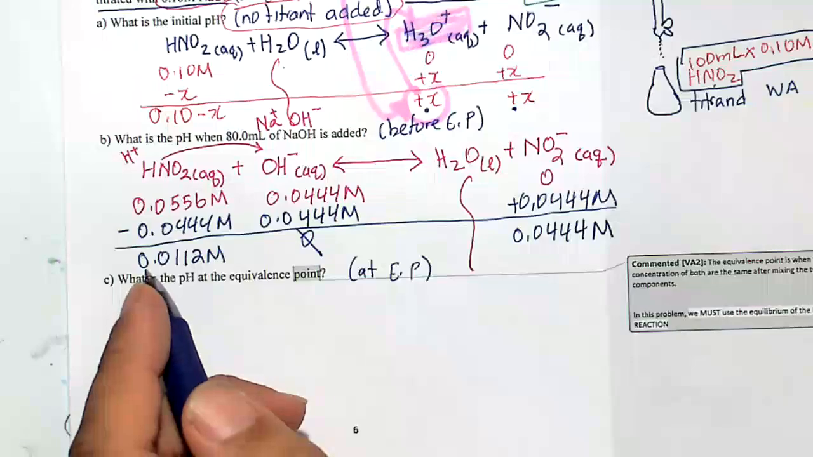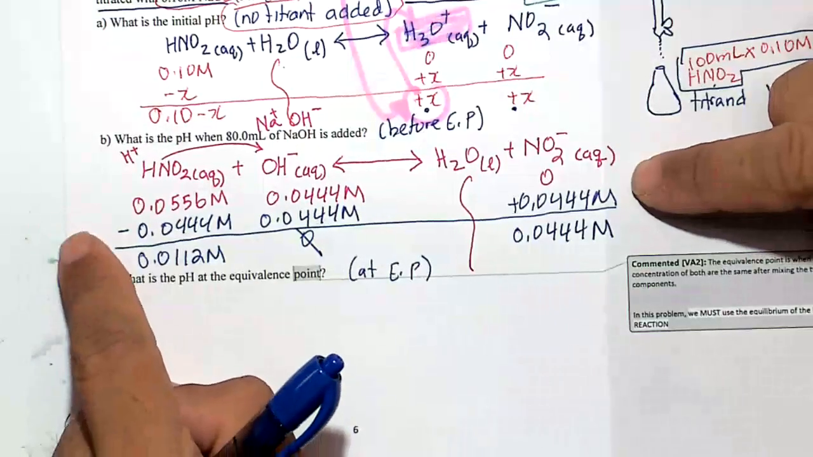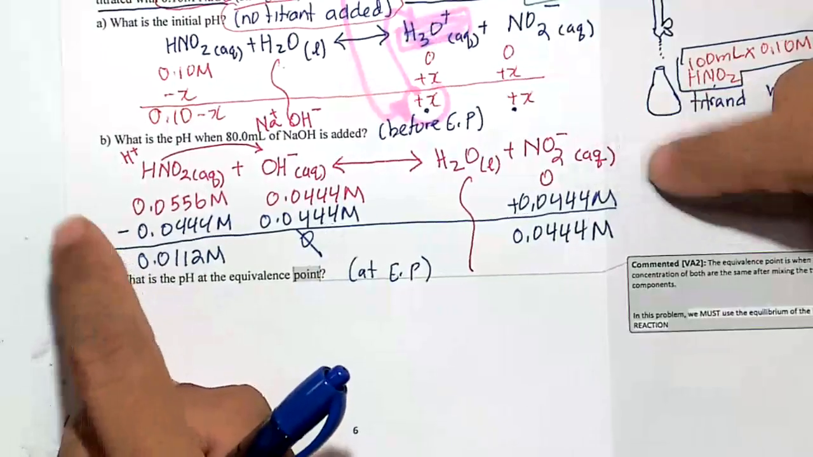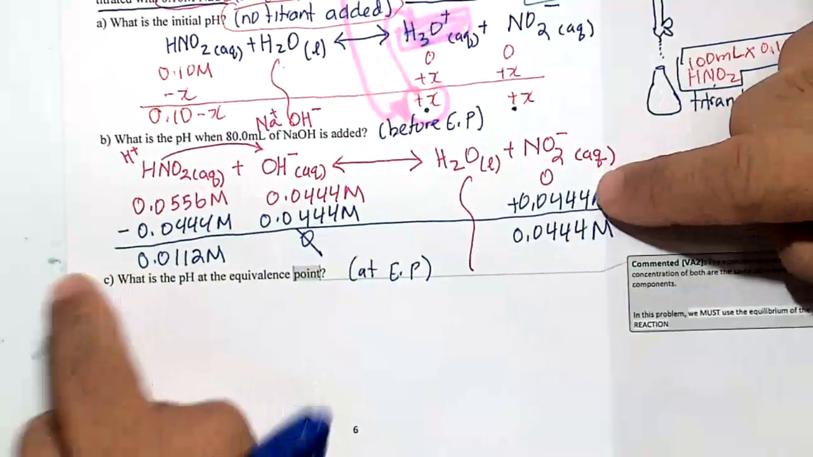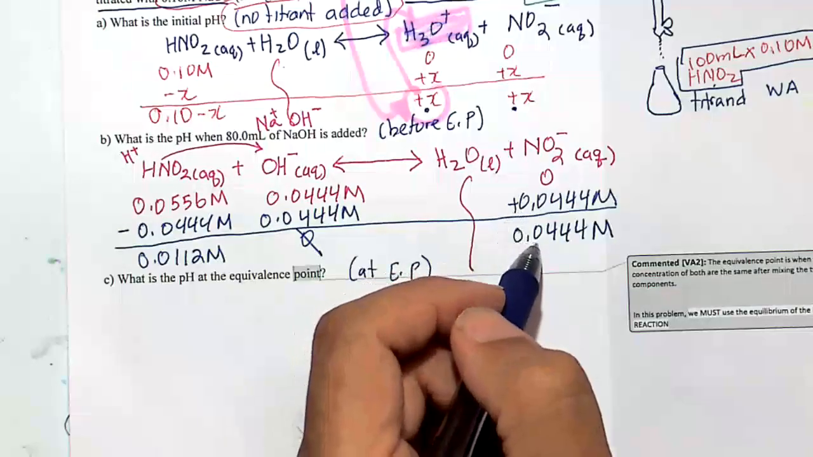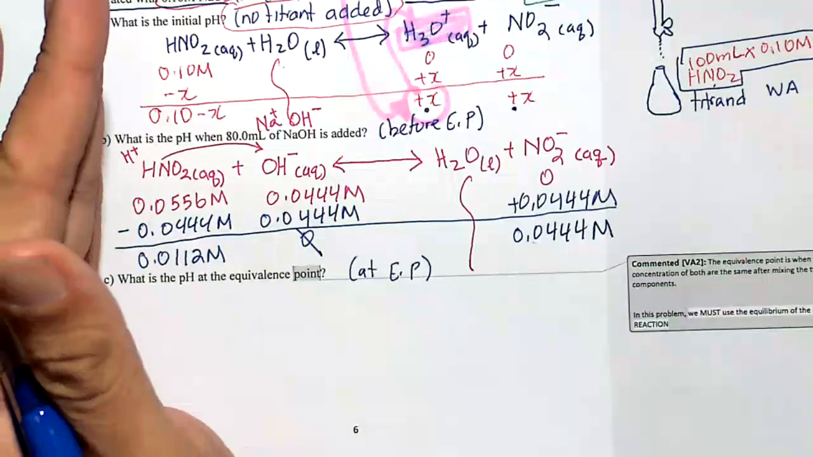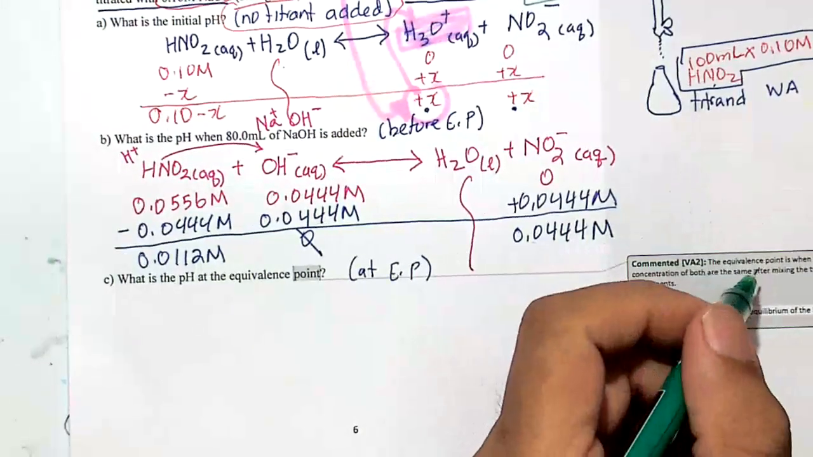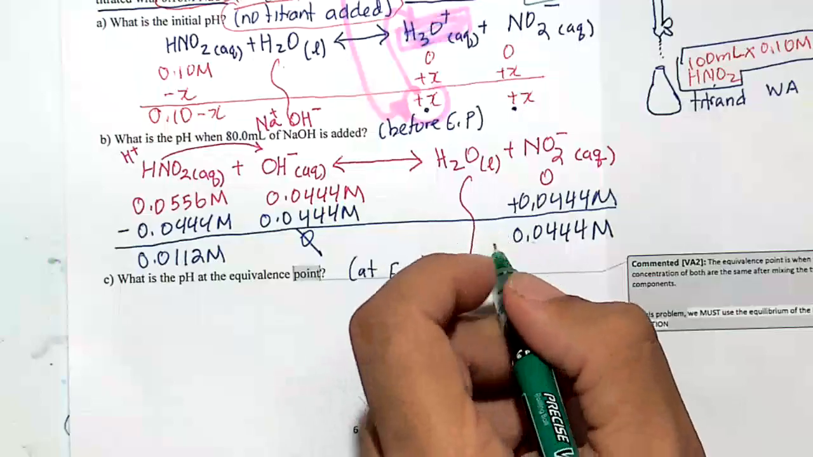Now, next question for you is, I have HNO2 present and I have NO2 minus present. I have the weak acid and I have its conjugate present. How will I calculate the pH? What equation do we use? We have some of the HNO2 at 0.0112. We have some of the NO2 minus at 0.0444. So what equation helps us calculate the pH when we have in our presence the weak acid and its conjugate? This is called the Henderson-Hasselbalch equation.